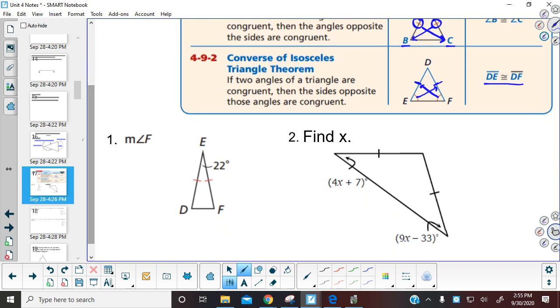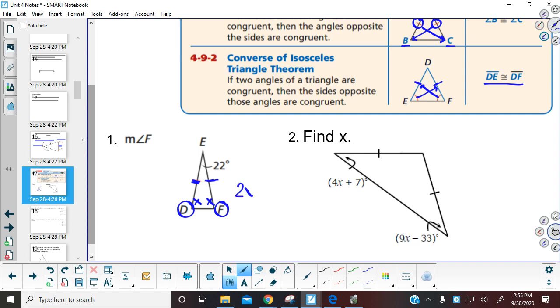So if we look at number one here, we have two congruent sides. That means the angles across are congruent: angle D is across from this side, and across from this side is angle F. Now, some of you are quick to figure out this answer numerically. Others may want to use some sort of algebra. We don't know this angle measure, but we do know that they're the same, so we would label those two as x.